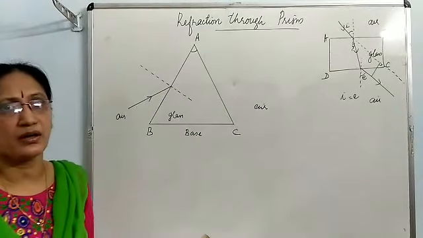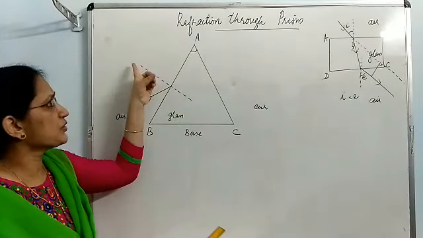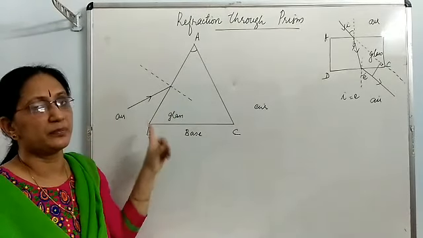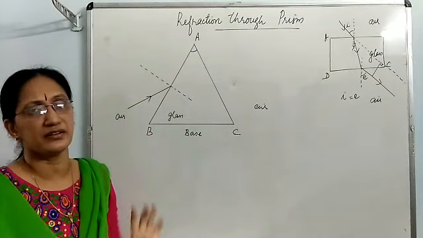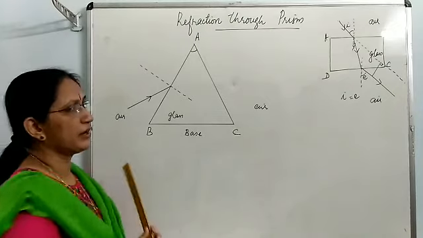This is the normal, and this diagram is very important. Remember, this dotted line and the side AB of the prism must come at right angles. See, this angle looks like 90 degree. It must be drawn like that. So this is the normal.